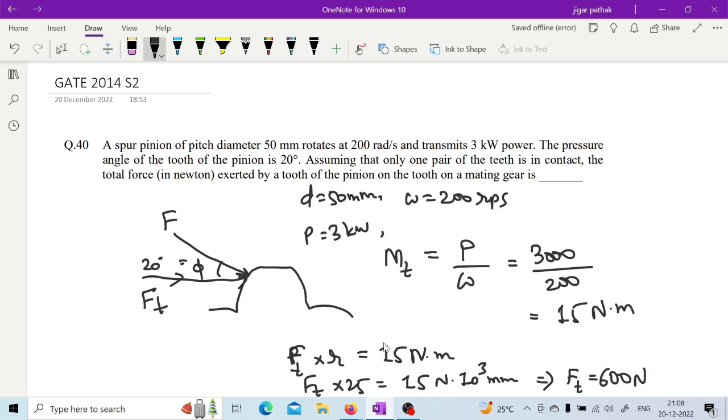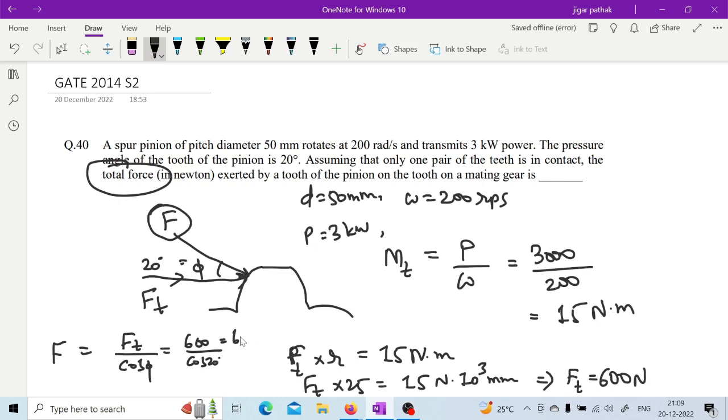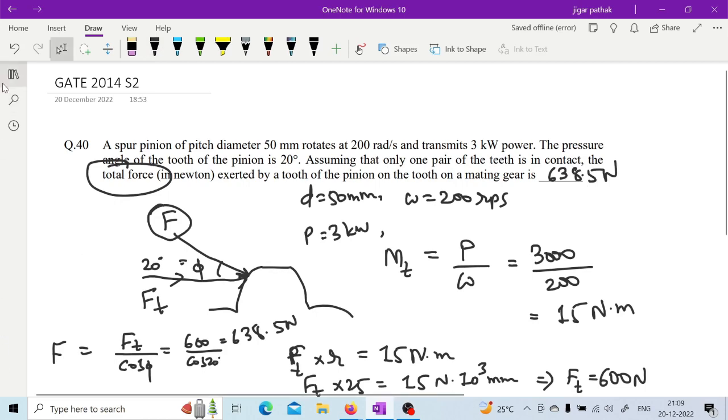So what you are asked is the total force exerted, right? In case of finding this total force, you have a relation: this total force is equal to Ft upon cos phi. So it is 600 by cos 20. So what is this? 638.5 Newton. Right, let us go to the last one.